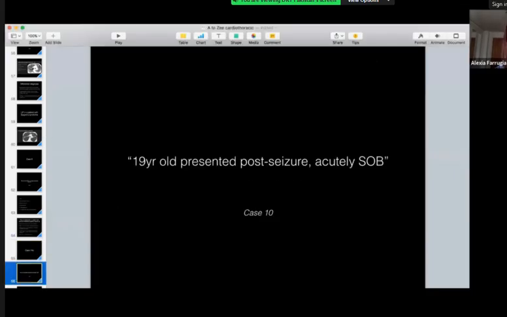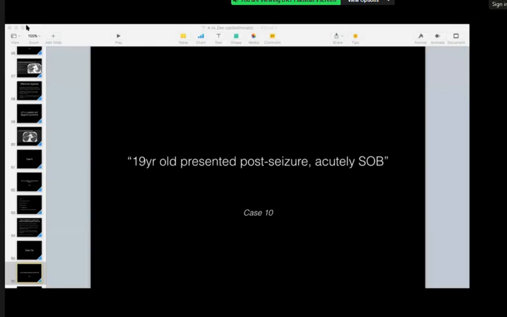Okay, so this is your history. A 19-year-old who presented after a seizure, acutely short of breath. Clinicians were very, very concerned about him. So whenever you're ready, just describe what you see.